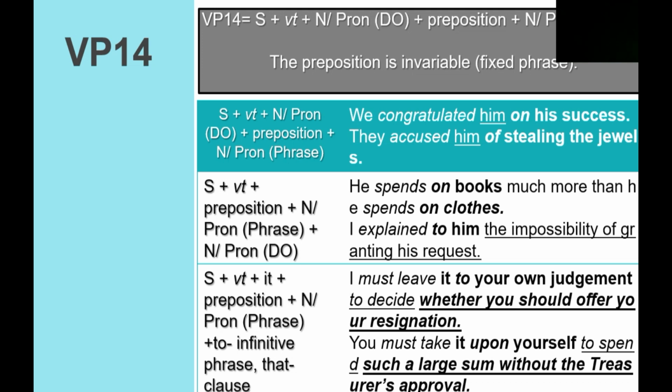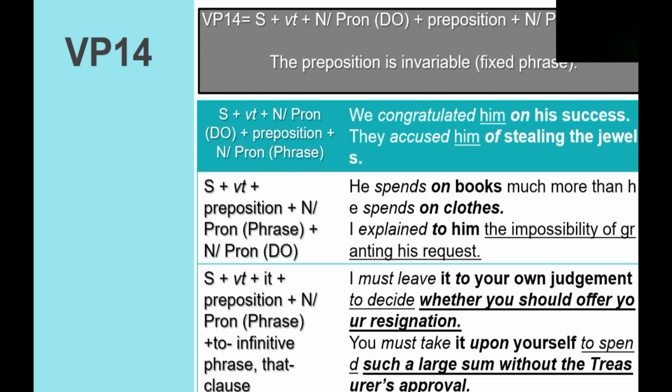Okay, it also has two other sub-patterns, like subject plus VT plus preposition plus noun or pronoun phrase plus noun or pronoun as DO. For example, he spends on books much more than he spends on clothes. Okay, here the subject is he and the verb is spends, followed by the preposition on. Why? Because the verb spend is usually used with the preposition on, plus nouns, books, right?